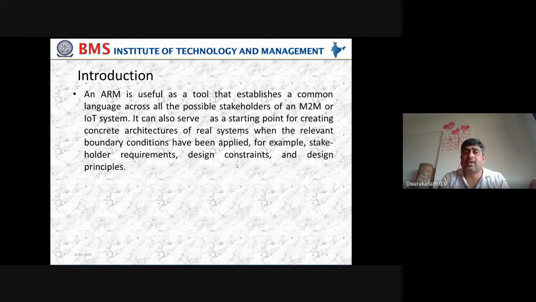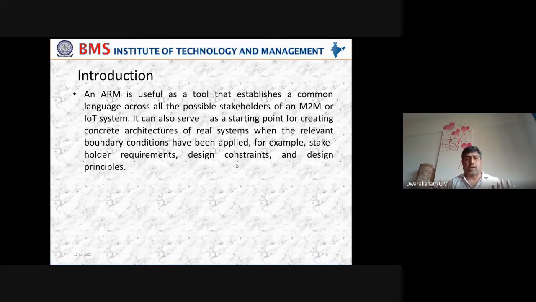Coming to the next thing, the architecture reference model is useful as a tool that establishes a common language across all the possible stakeholders of an M2M or IoT system. Why? You can ask me the question, sir, why do we need this architecture reference model? I will tell you: worldwide, everyone should follow some particular model. For the internet, we follow the TCP/IP reference model. Why should we follow it? Worldwide acceptance, everyone should have the same thing.